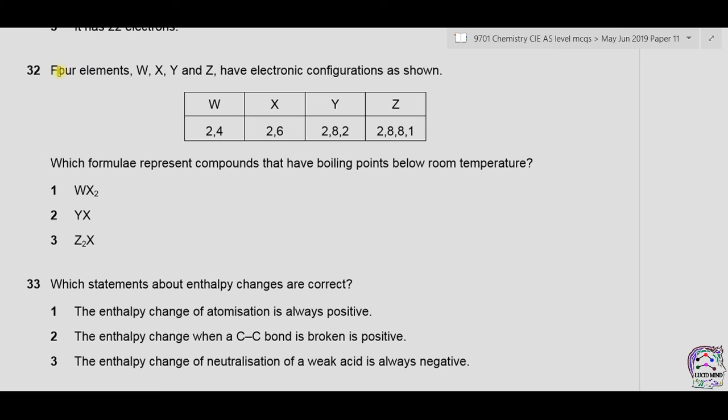Question number 32. Four elements W, X, Y and Z have electronic configuration as shown. Which formula represents compounds that have boiling points below room temperature? Now W has 4 electrons in the outermost shell, so therefore it belongs to group 4 of the periodic table. And as in total we have 6 electrons, so it could be carbon.